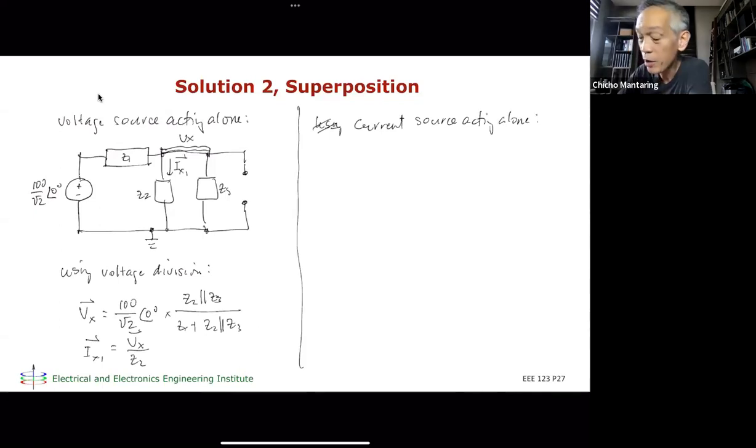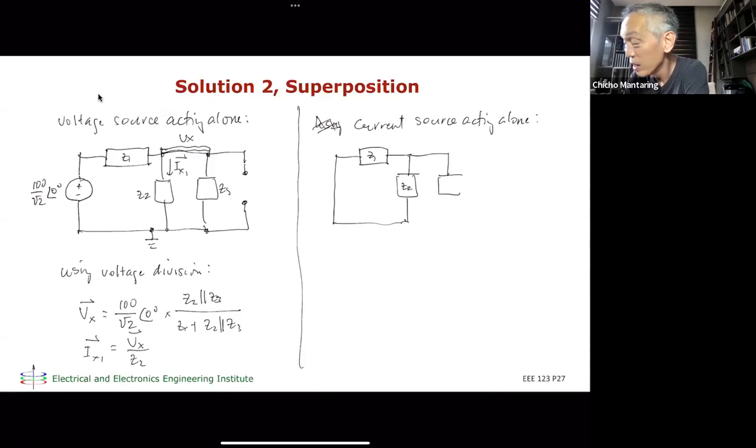The current source acting alone. What happens to this voltage source? You replace it with a short circuit, no? So now this is J1, this is J2, this is Z3. And this is now my current source, which is 10 over the square root of 2 at an angle 30 degrees. And I want to compute now for Ix2.